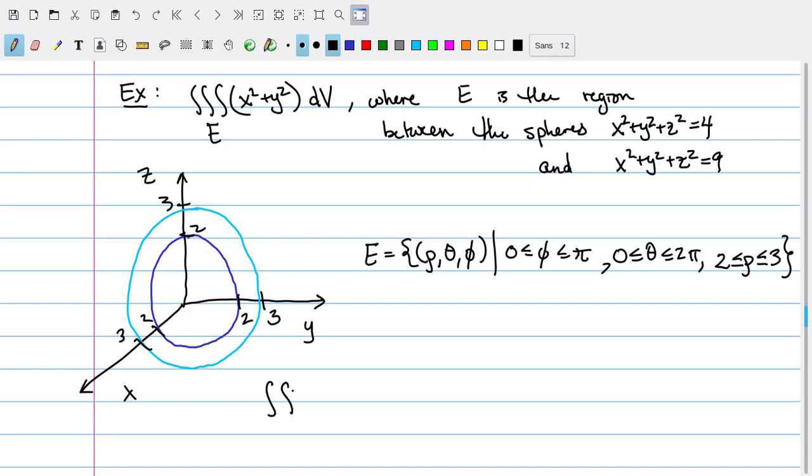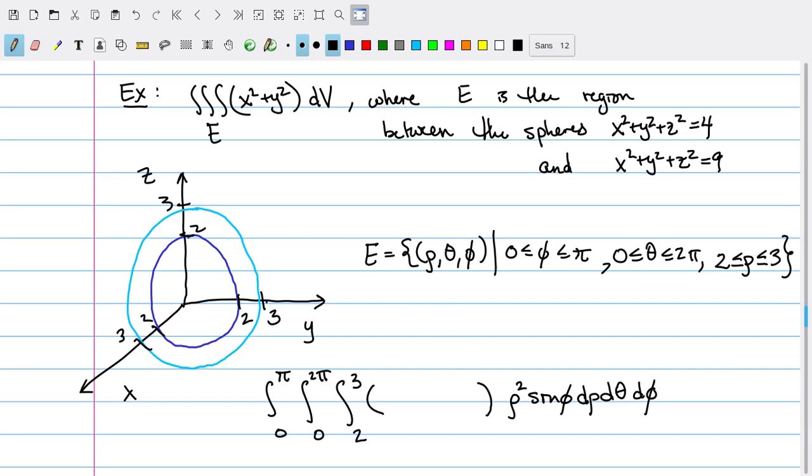So the integral that I want to do is just going to be an integral from 0 to pi, and from 0 to 2 pi, and from 2 to 3. And I'm going to integrate x squared plus y squared. But I need to convert x squared plus y squared into spherical coordinates, and whatever it becomes, I'm going to be multiplying that by rho squared sine of phi d rho d theta d phi.